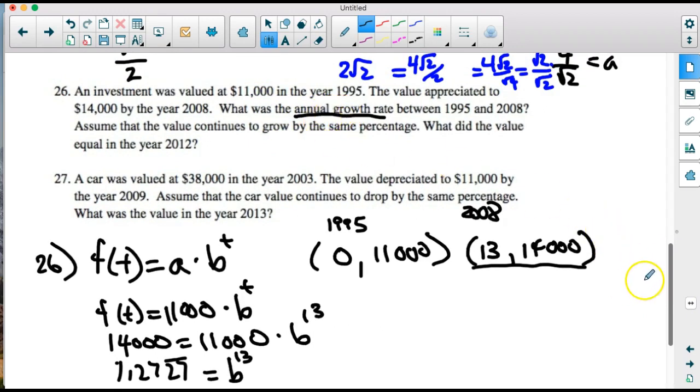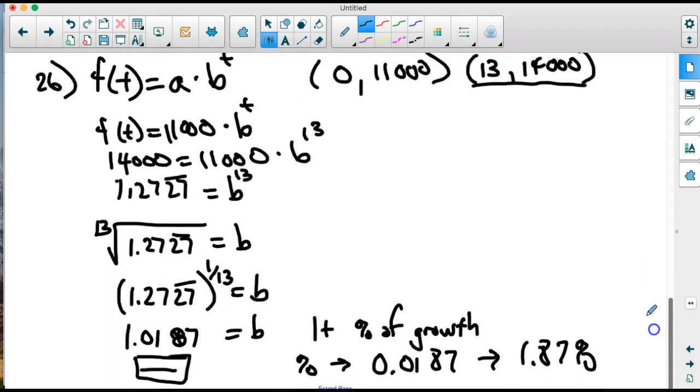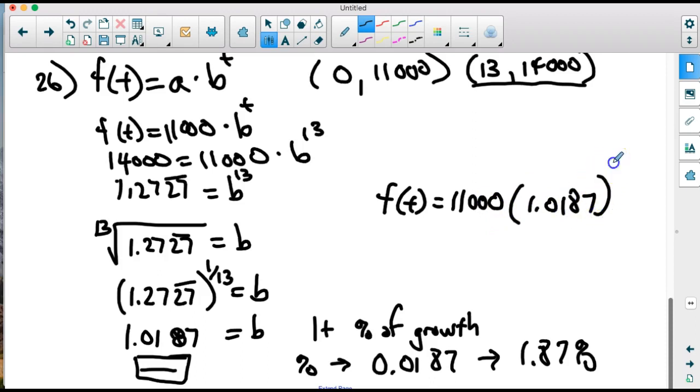Now if I want to know what's the year 2012, that's how many years after. So that means that my equation for this problem is going to be f of t equals 11,000 times 1.0187 to the t power. That's my equation.